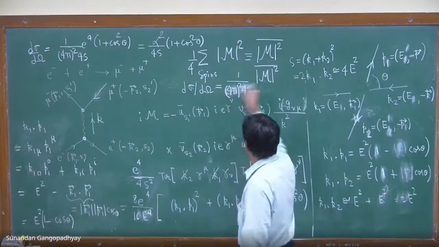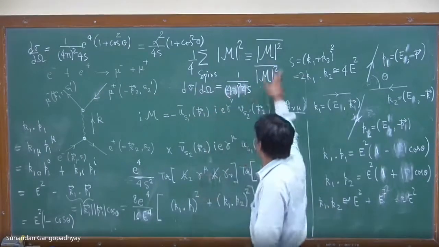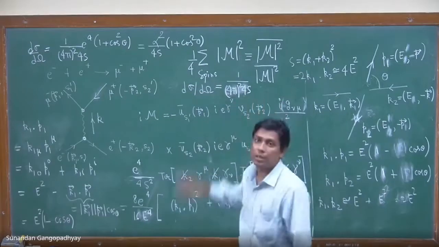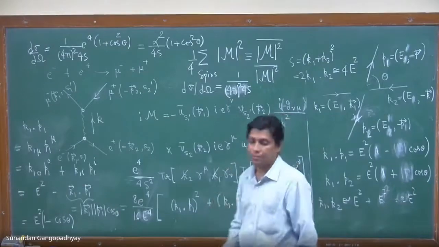Yes, sir, I understood that. I am just asking how are we getting that 4s term extra? That is what I told you precisely. In the center of mass frame, you can show that the formula for the differential cross section in terms of the matrix element and the Mandelstam variable is this.